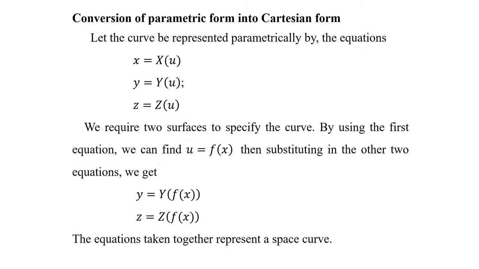Now, the conversion of parametric form into Cartesian form. So let the curve be represented parametrically by the equations x equal to x of u, y equal to y of u, z equal to z of u. We require two surfaces to specify the curve. By using the first equation, we can find u equal to f of x. Then substituting this in the other two equations, we get y equal to y of f of x, z equal to z of f of x.